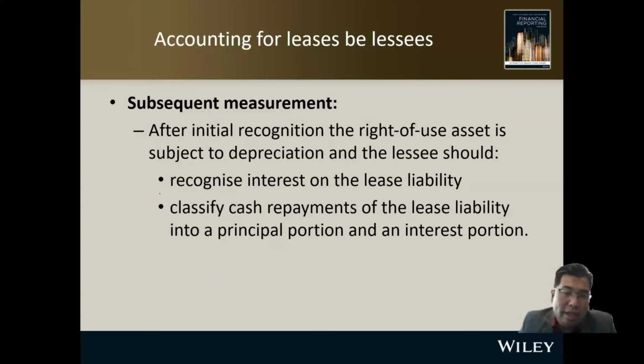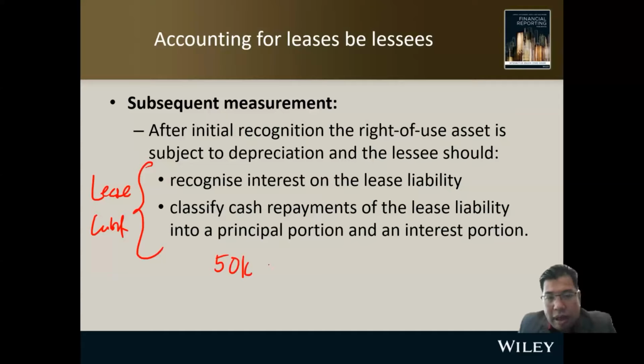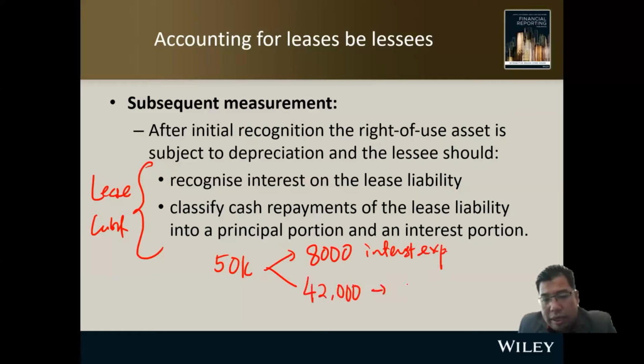So this is about the lease liability. If you make a payment of 50,000, how much? Maybe I can just put a number here. 8,000 is your interest expense, for example. 42,000 is the principal payment. This is the component that will reduce your loan. So you need to distinguish this because the interest one will go to your income statement.